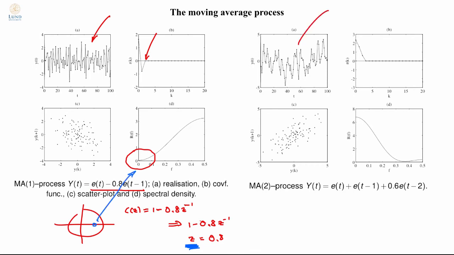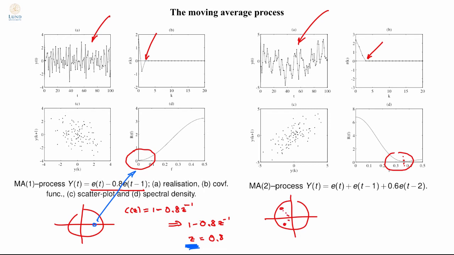Here's an example of an MA2 process, and you can see there's a little bit more structure, so it's more slowly varying. And I also have the fact that the autocovariance function will turn to 0 first at lag 3. Looking at the spectral density, I can see that I have a null at about 0.3. That means that I am expecting the roots of my characteristic polynomial to be about here.